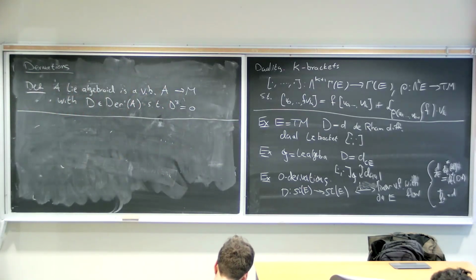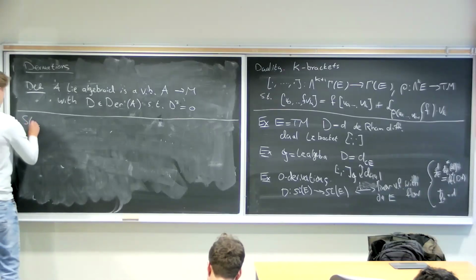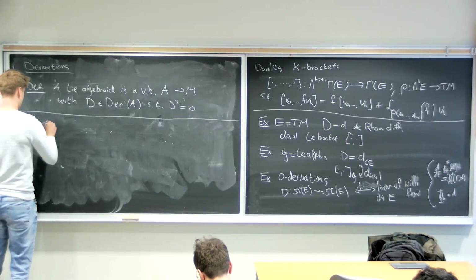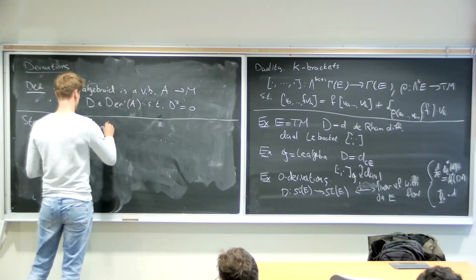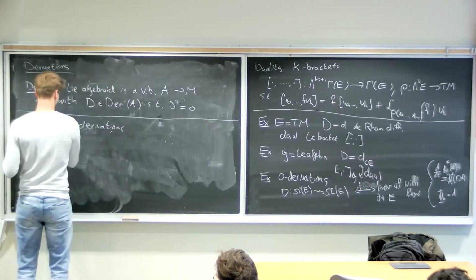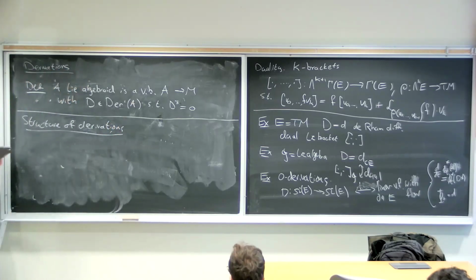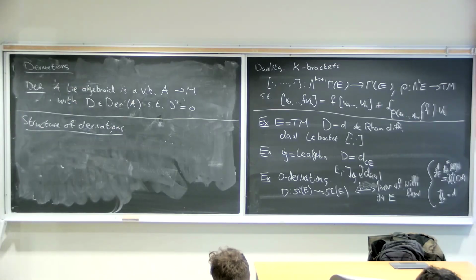What is very important to us for the rest of the story is the structure of derivations. They look like, in coordinates, maybe another kind of description, the description as a module, and the relation with the symbol. So let's do that first.